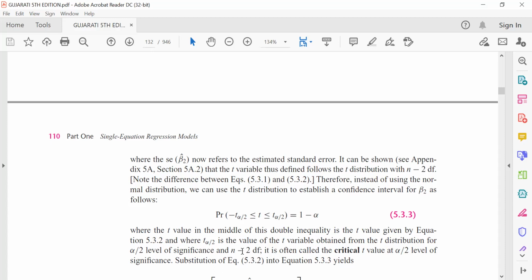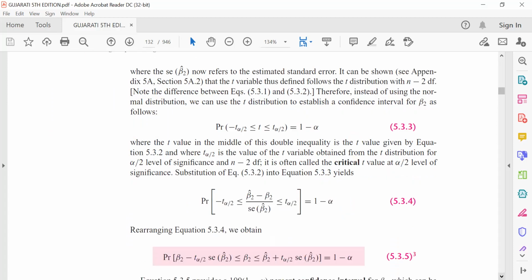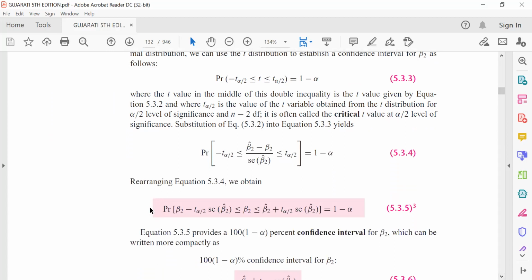We substitute equation 532 into equation 533. We get the probability of interval estimations for the parameters is equal to equation 534. After rearranging equation 534, we get equation 535. This is a confidence interval. We use this equation to calculate the confidence interval.